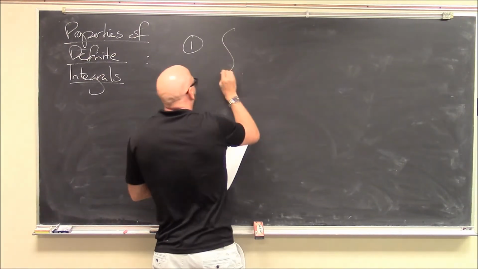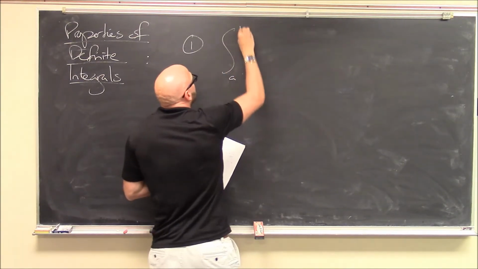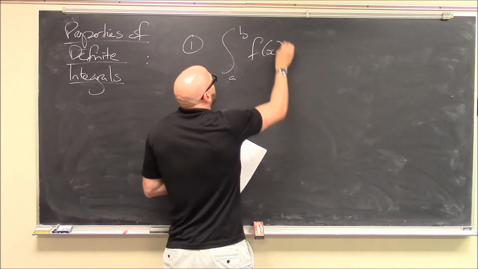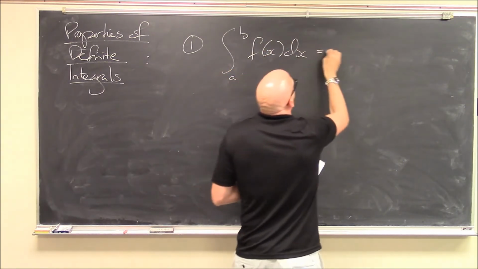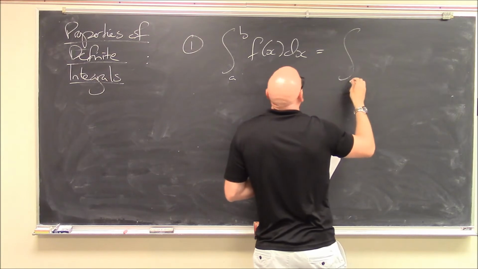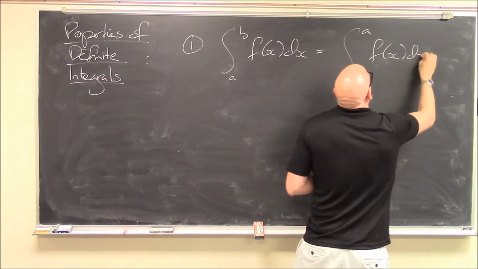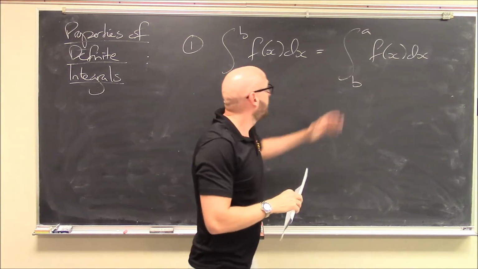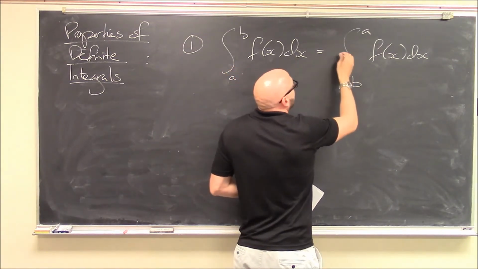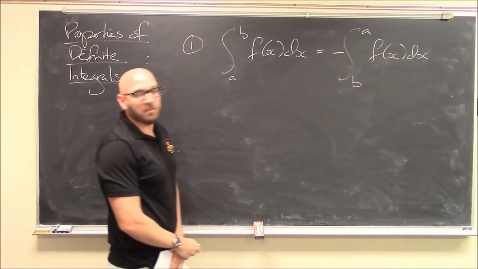One is the following. The integral from a to b of f of x dx is very closely related to the integral from b to a of f of x dx. And how are they related? They're not equal as I've written here. They're negatives of each other.